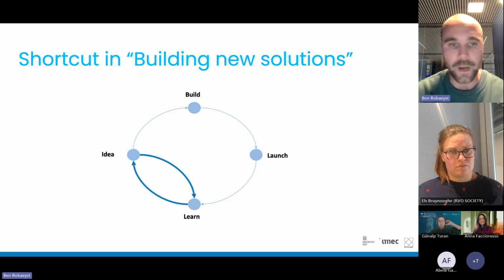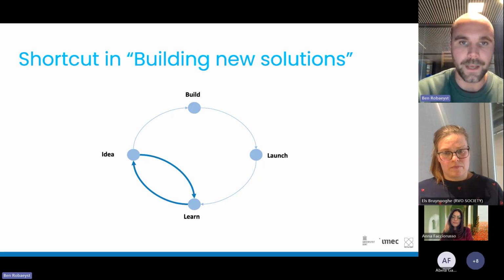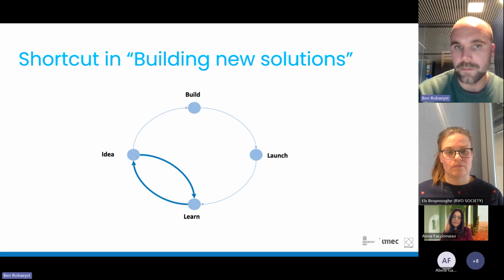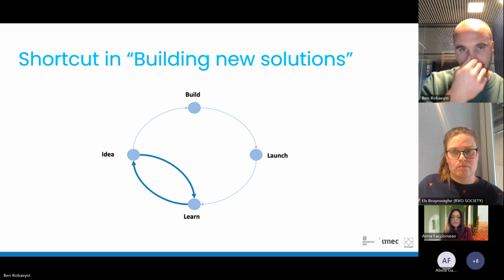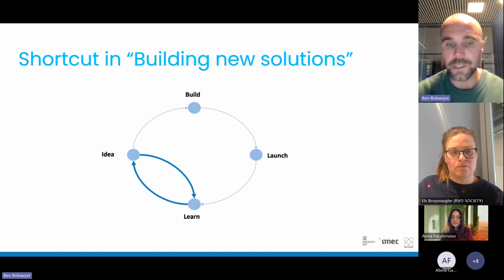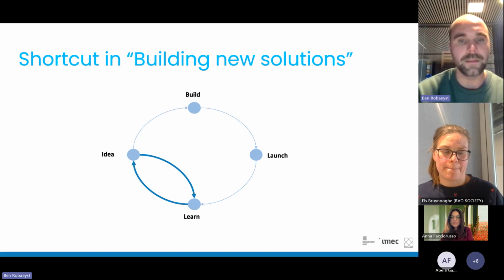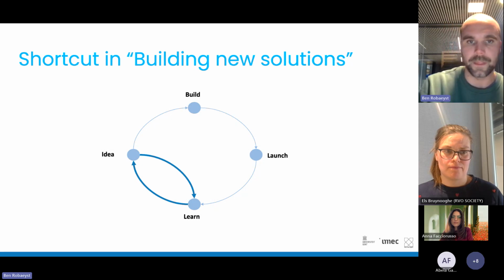But the problem here is that building a real solution, for example, a new application or a new exoskeleton, costs a lot of money, and most of the time, this doesn't really fit the market yet. So it doesn't really fit the needs. Then you launch it, and then you only learn from it. So you actually spend a lot of money, a lot of time, and this design thinking process actually helps you in providing a shortcut for this process.